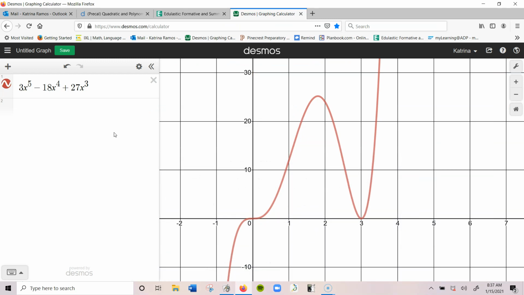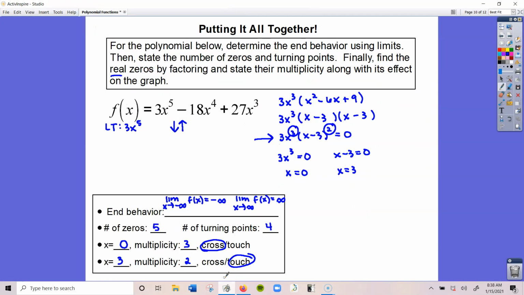This is the graph of that particular equation. We had gotten that the end behavior for the left side means that it would go down, and for the right side, it would go up. We have our two x-intercepts. At x is equal to 0, since it repeated 3 times, it would cross the x-axis, so you can see how it goes through it. And at x is equal to 3, it only touched the x-axis and went back in the direction that it came from. So all of this matches up with all the information that we got. So that's everything that we need to know in order to graph.